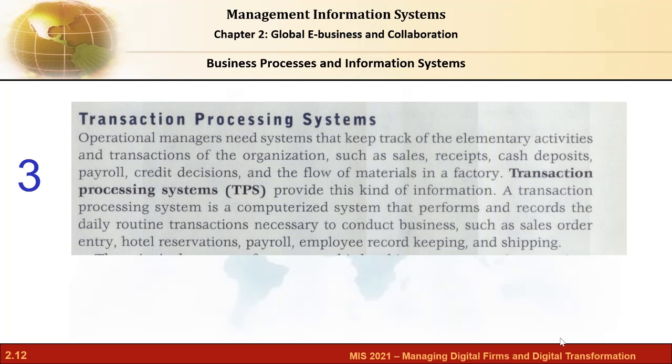We can also call that an operational system. We have production and service managers, or operational managers, who are responsible for this, and they need to keep track of the activities and transactions of the organization, such as sales, receipts and cash deposits, payroll, inventory management, customer support management, and the flow of materials in a factory. The transaction processing system (TPS) provides all this kind of information to support that.